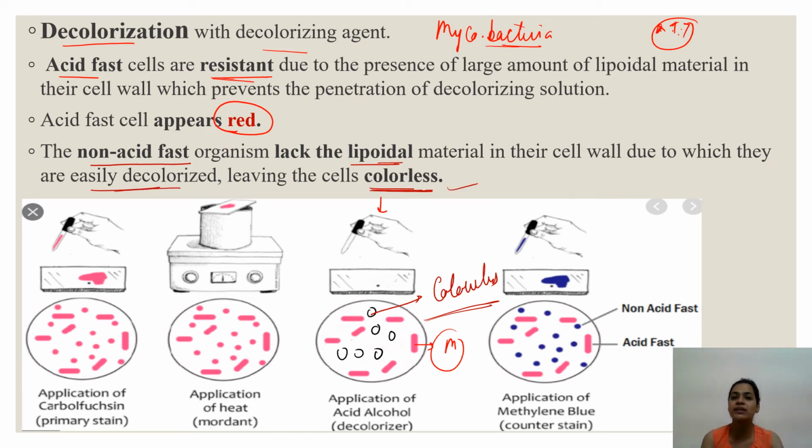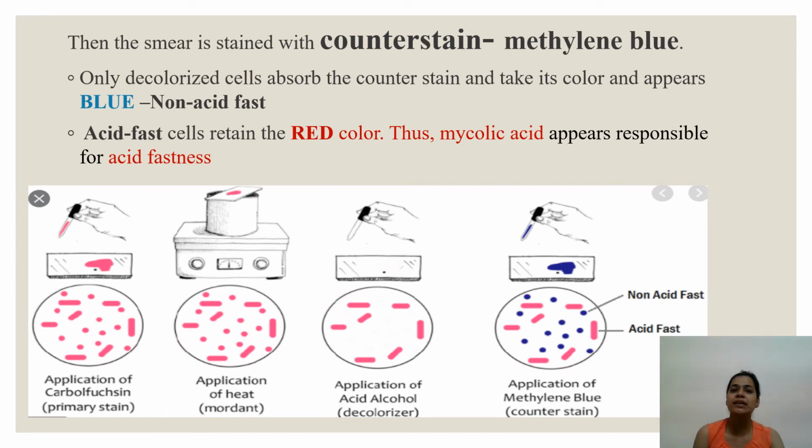And the Mycobacterial species, which are also known as acid fast, are resistant due to the presence of a large amount of lipoidal material in their cell wall, which prevents the penetration of the decolorizing solution. That's why even after the decolorizing solution they are reddish in color, but the other cells which were earlier reddish become colorless after decolorizing. Now we'll move to the next step, where we counter stain the smear. Obviously, after decolorization we give a washing step to remove the excess alcohol.